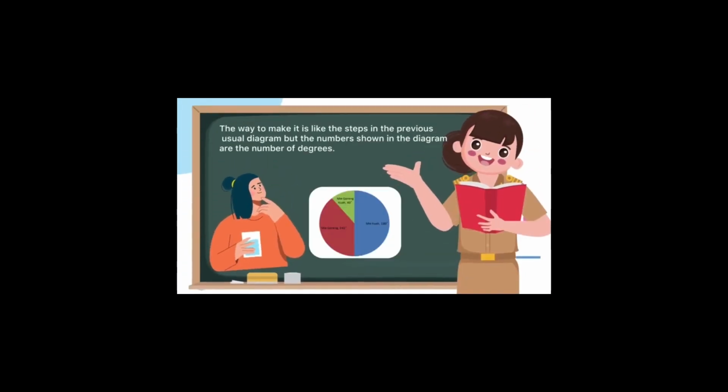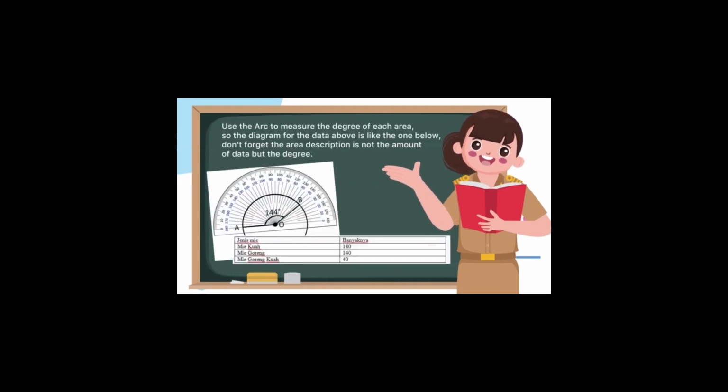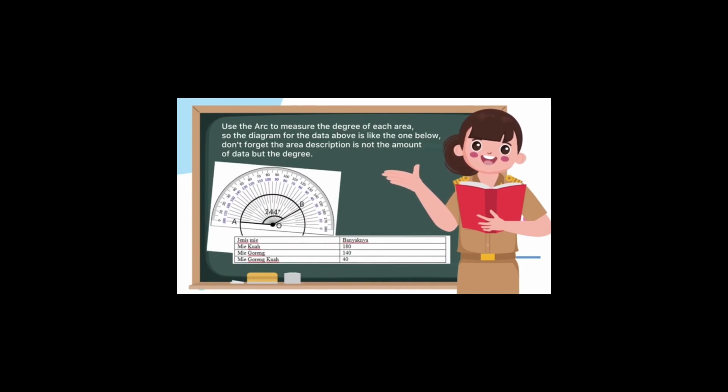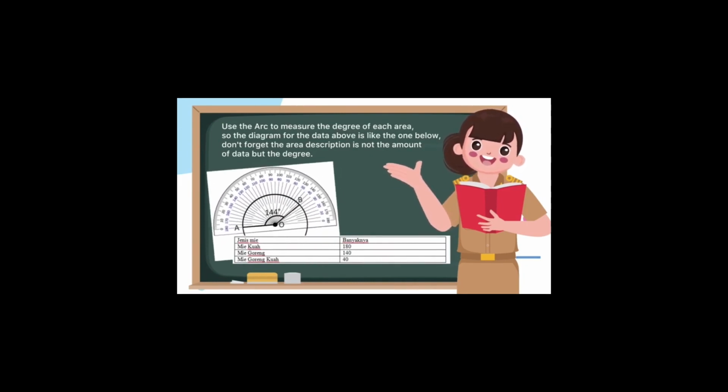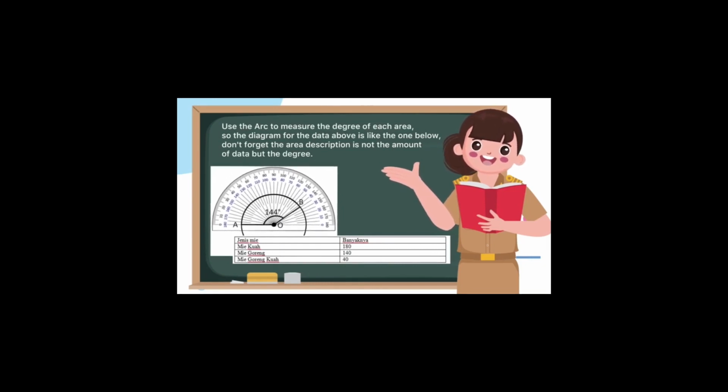The degrees pie chart. The way to make it is like the steps in the previous usual diagram, but the numbers shown in the diagram are the number of degrees. Use the arcs to measure the degrees of each area. So, the diagram for the data above is like the one below. Don't forget the area description is not the amount of data, but degrees.